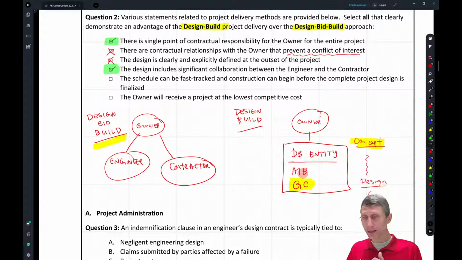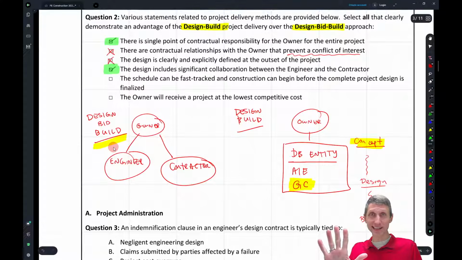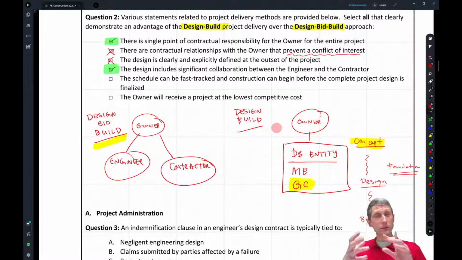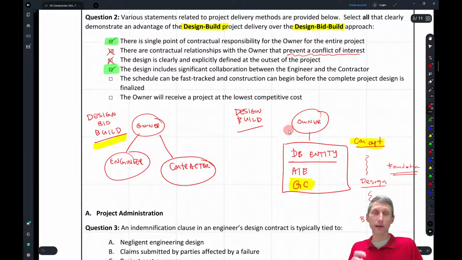Okay, let's go to the next one, number 5 here. The schedule can be fast-tracked and construction can begin before the complete project design is finalized. Okay, design bid build, let's just start here again. Design bid build, design is done, then you go to construction. Design build, well, what's to say that we can't start building as soon as the foundation drawings are done? The rest of the building might not be done, but why can't we start the foundation as soon as that foundation design is done? We can hit the ground running, and we can still be designing the rest of it.